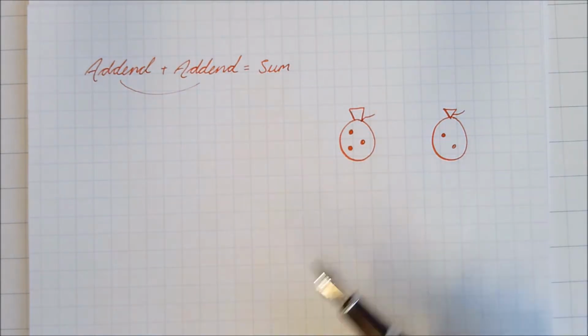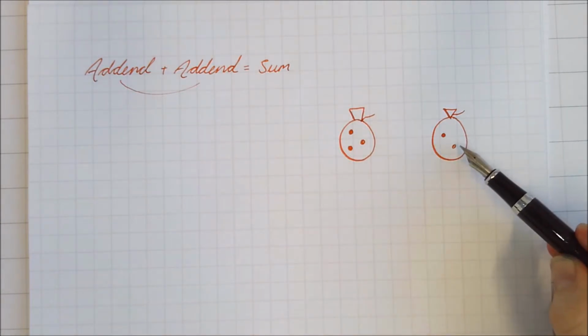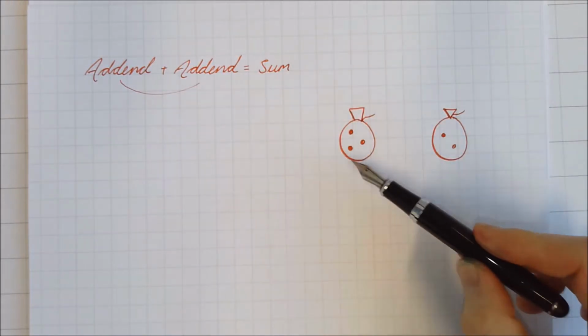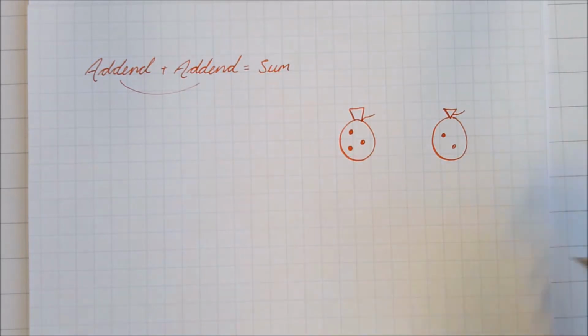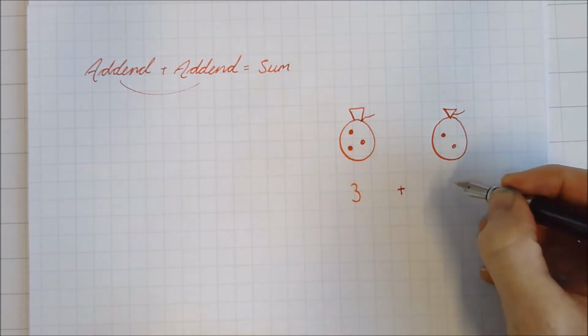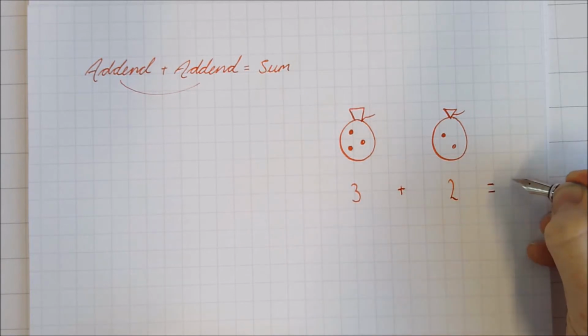Here we have two bags of marbles. This bag has 3 marbles, this bag has 2 marbles. If we wanted to find the sum, or the total amount of marbles combined, we could write an equation to help us. We could write 3 add 2, and hopefully you all know that 3 add 2 is 5.